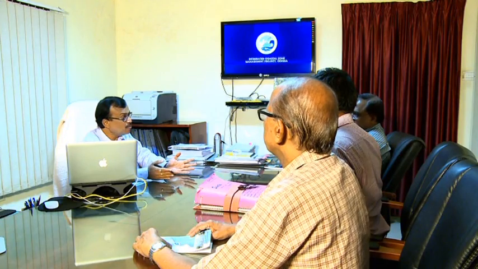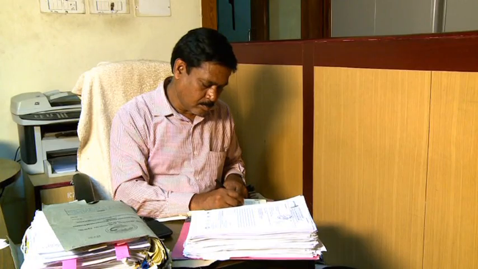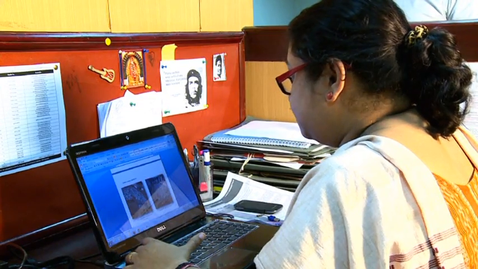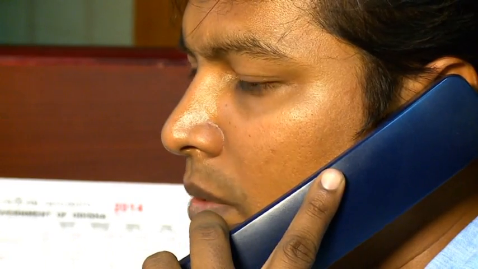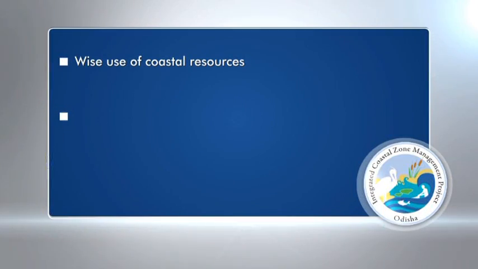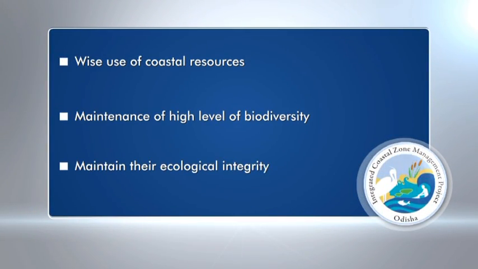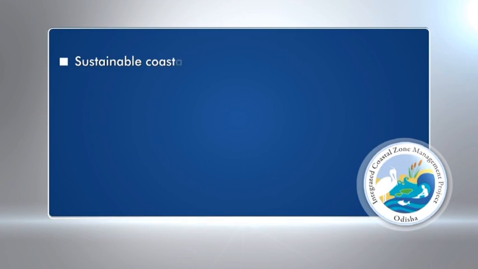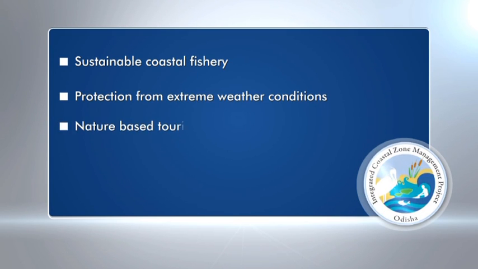In Odisha, the ICZM project was conceived with a very clear set of objectives aimed to facilitate the development and implementation of an integrated management strategy for the coastal zone by adopting a broad perspective and a multi-sectoral approach. So as to ensure wise use of coastal resources, perpetual maintenance of high level of biodiversity of critical habitats, and to maintain their ecological integrity, including sustainable coastal fishery, protection from extreme weather conditions, nature-based tourism, and infrastructure development.